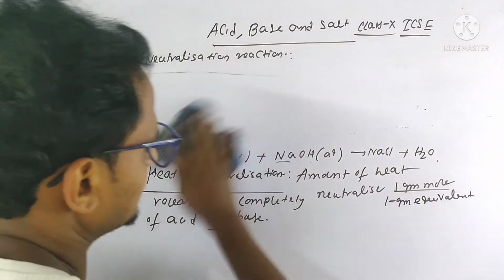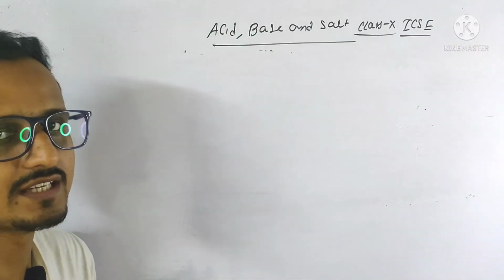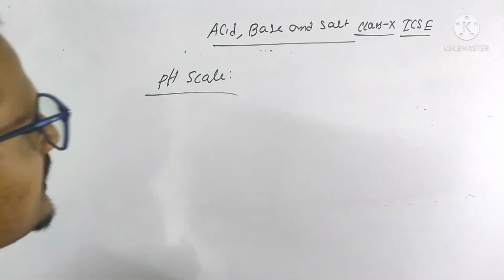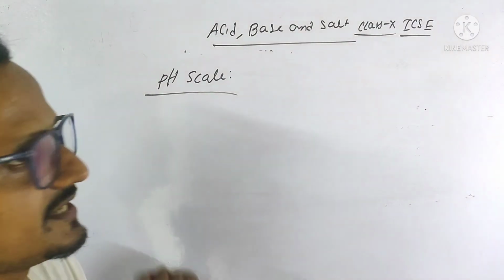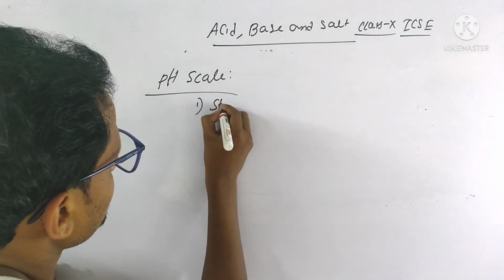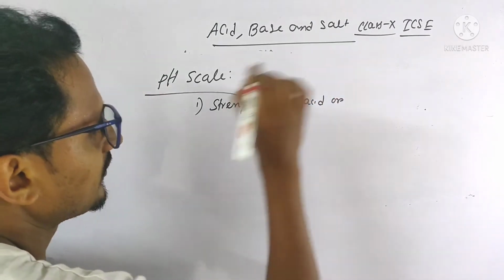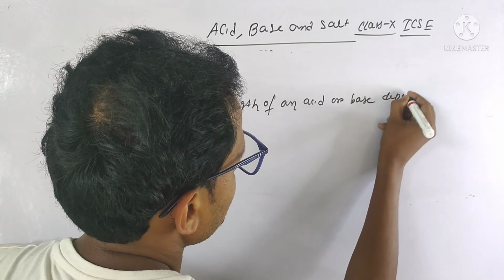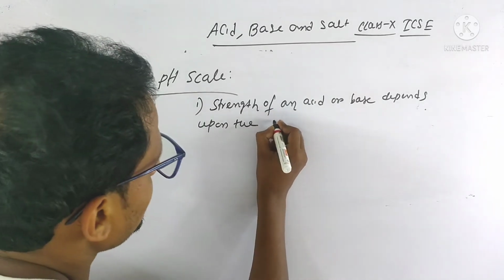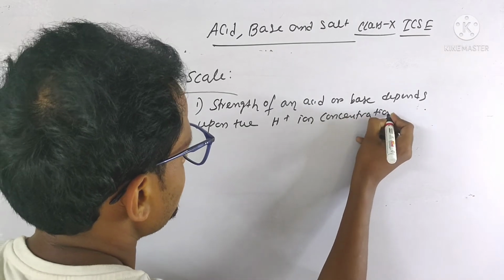Now we discuss the pH scale. The pH scale is the method by which we can calculate the strength of an acid. So the strength of an acid is calculated by the pH scale. Now the strength of an acid or base depends upon the H plus ion concentration.